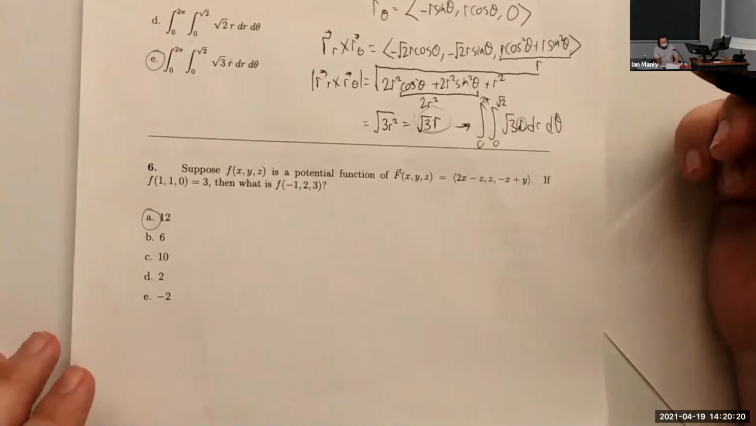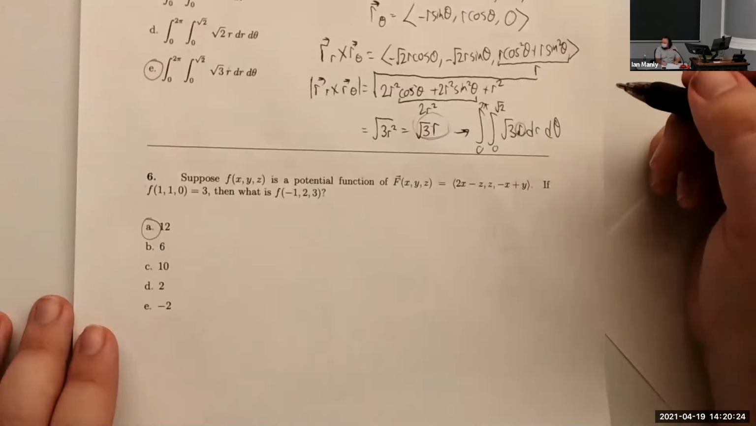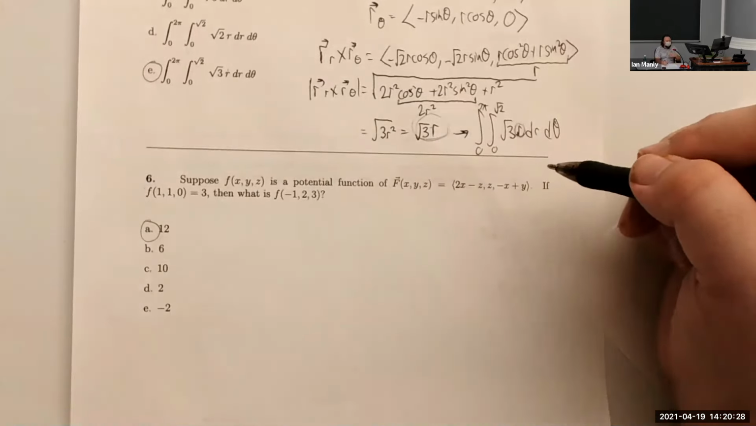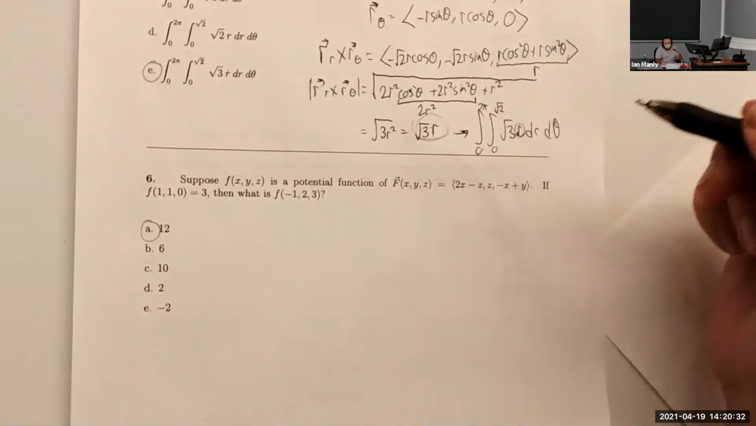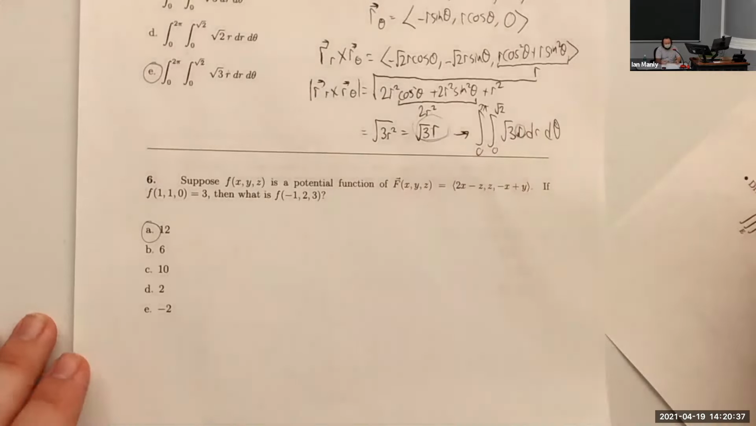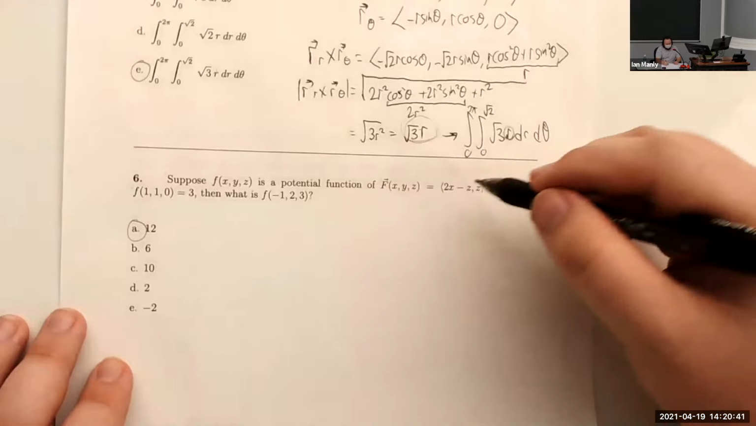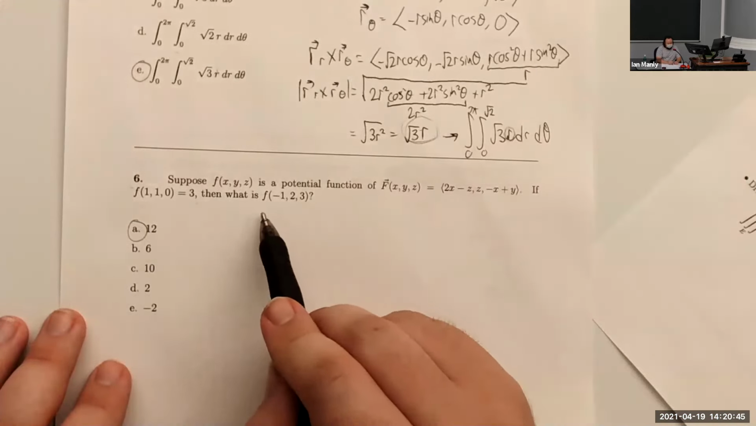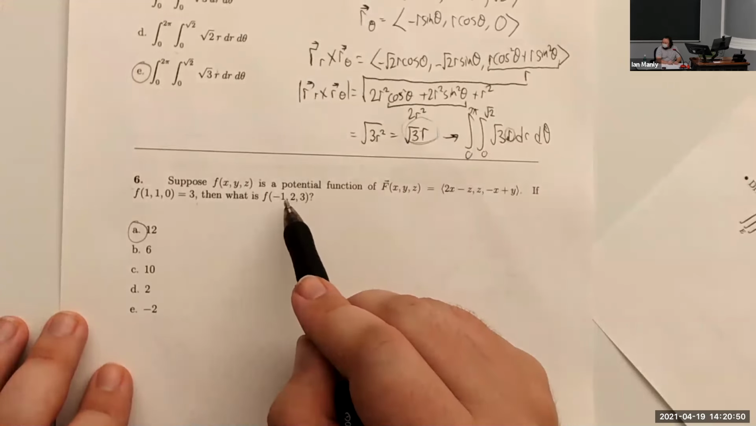Number 6. Suppose f of x, y, z is a potential function of this vector field. All right, so here's our vector field. Now they say it has a potential function, so I'm not going to go through and check all of the cross partials to see if they're equal, because I'm assuming they're not going to be conniving enough to say, oh, there's a potential function, oh, psych, there isn't one. It's not conservative. So I'm going to assume that there is one. If f of 1, 1, 0 is 3, then what is f of negative 1, 2, 3 right here?